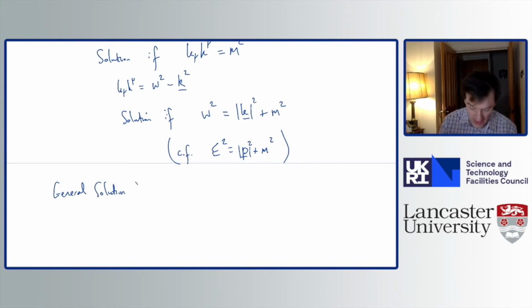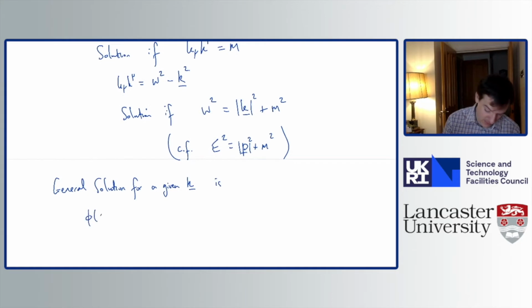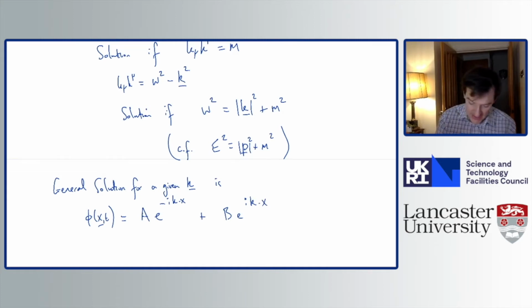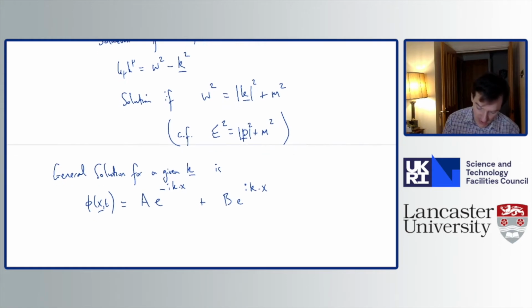Okay. So our general solution then, for a given value of k, phi as a function of x and t, well, we saw that both the positive and the negative terms in the exponent were solutions. So we might think that this is going to be the solution then. Okay, so it's a linear combination of both of the terms we had above, where we had the minus in the exponent and the positive in the exponent, and we need to specify that omega squared is k squared plus m squared.